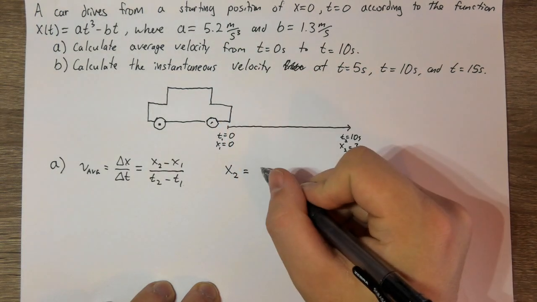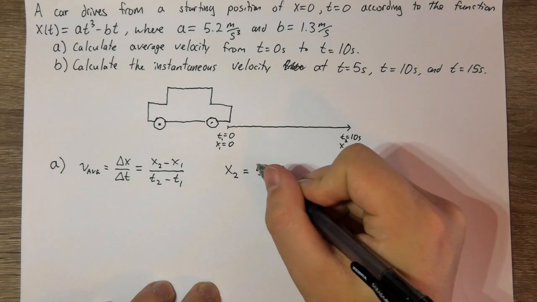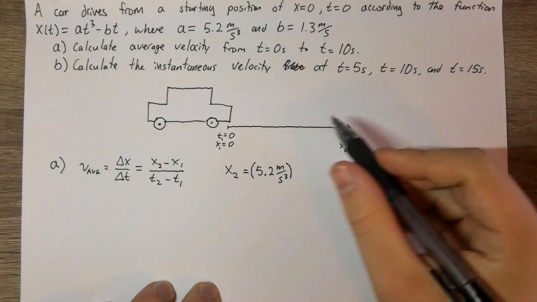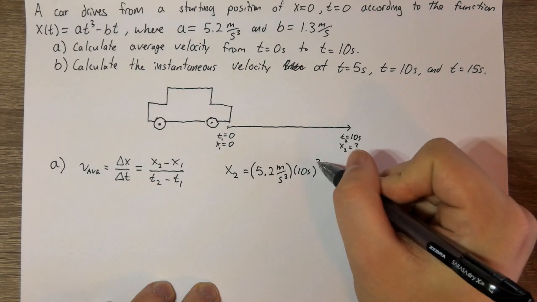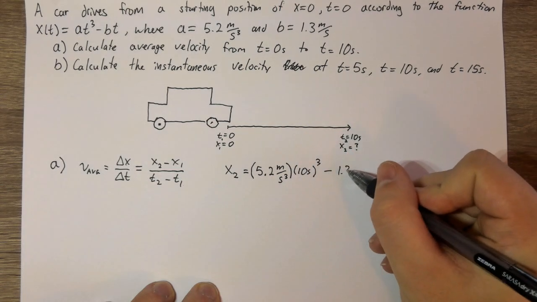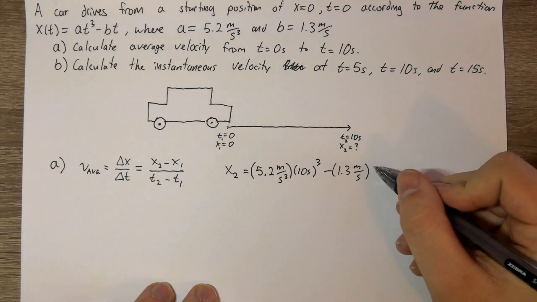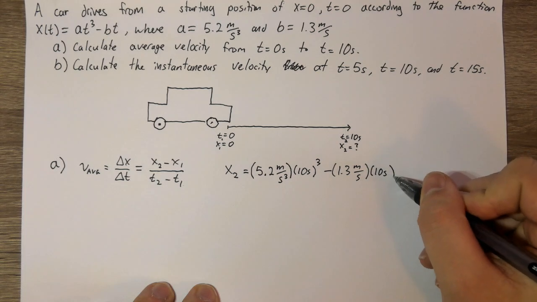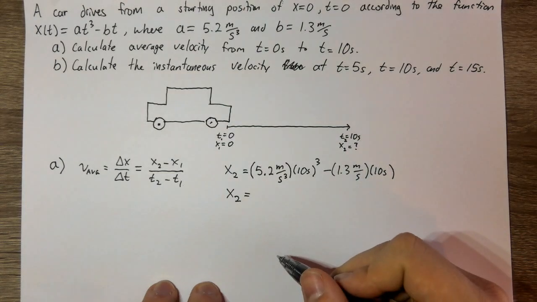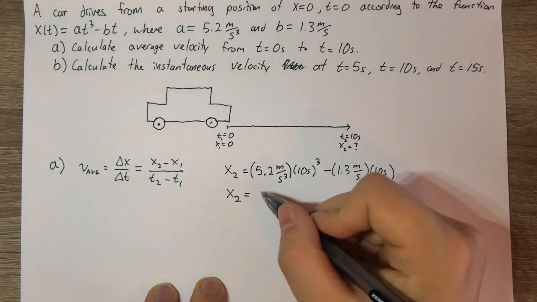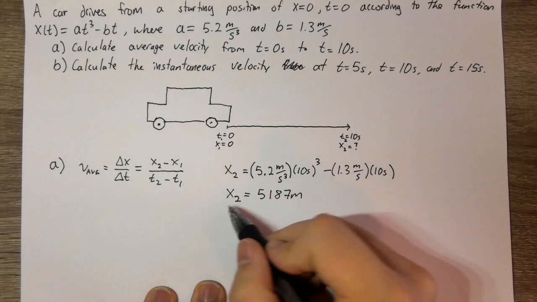So I'm going to write our a value, which is 5.2 meters per second cubed, times 10 seconds cubed, minus 1.3 meters per second times 10 seconds. And plugging that into your calculator, x2 works out to be 5,187 meters.